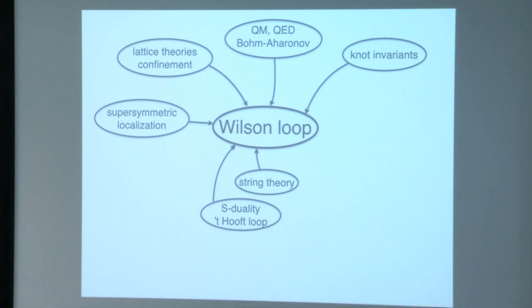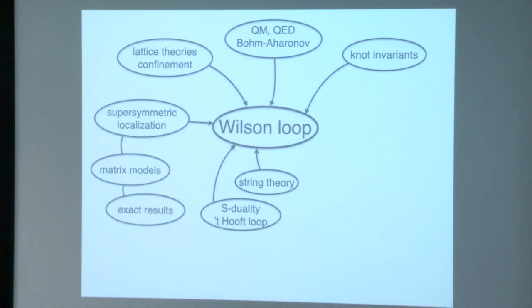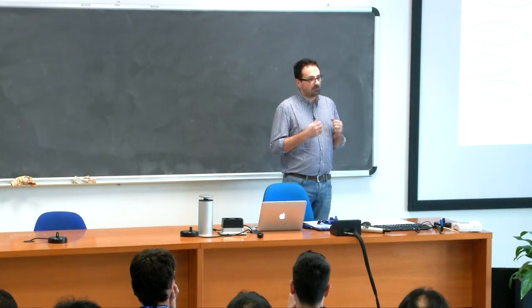But of course, this is a school on localization and holography. And of course, Wilson loops have to do with supersymmetric localization. The way they enter in this picture is because they can be computed exactly using localization, and in particular using matrix models, which is what the quantum field theory path integral reduces to after localization. And so they give you exact results. Having exact results in a quantum field theory is something very rare, very non-trivial, and very powerful.